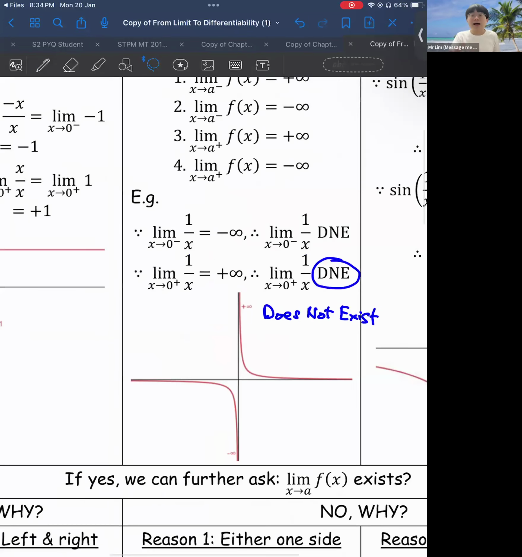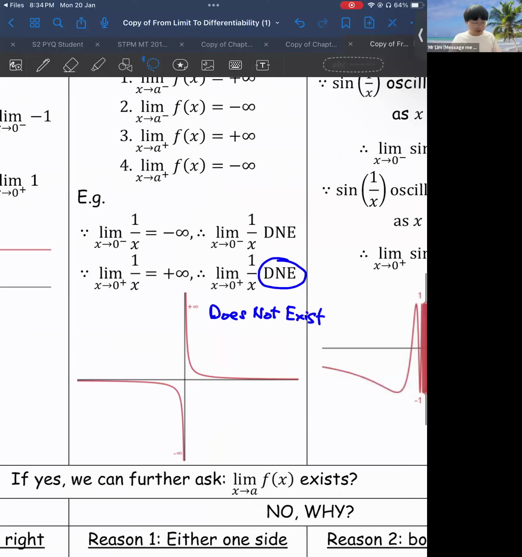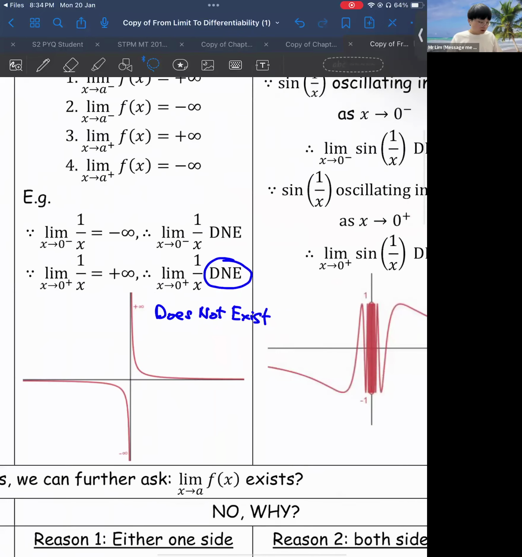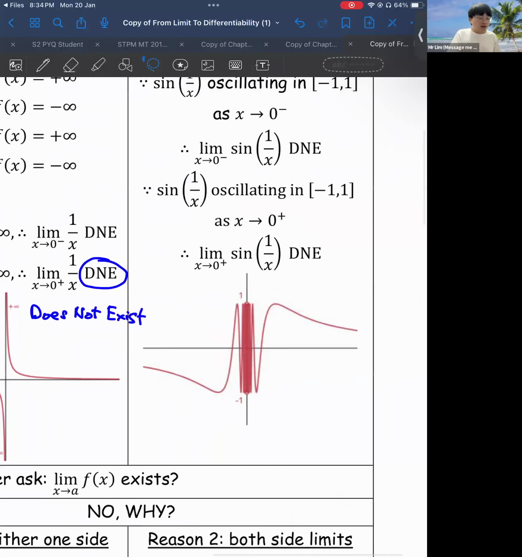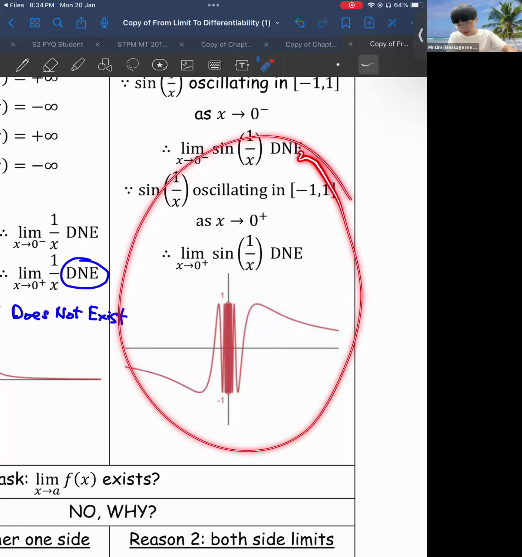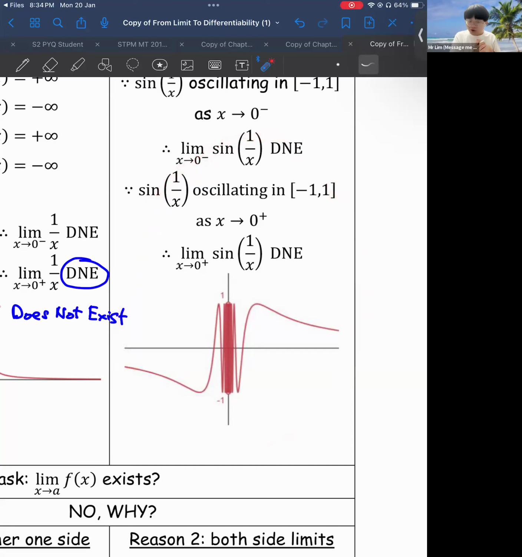Okay, does not exist. There is no limit. Okay, some of the very special cases, don't worry. This is not in your exam. This one won't be in your exam, but it is just for your curiosity. One of the special limits.